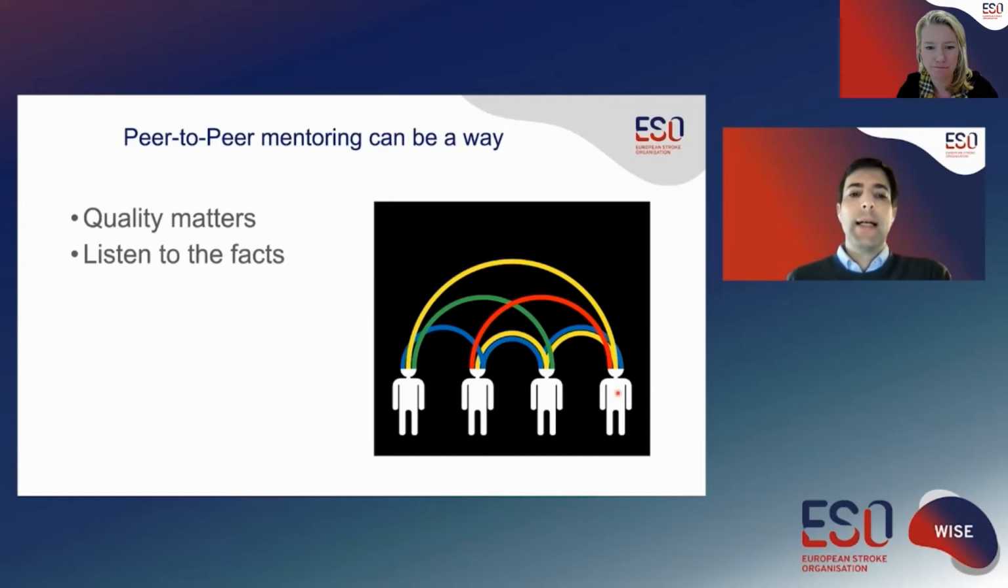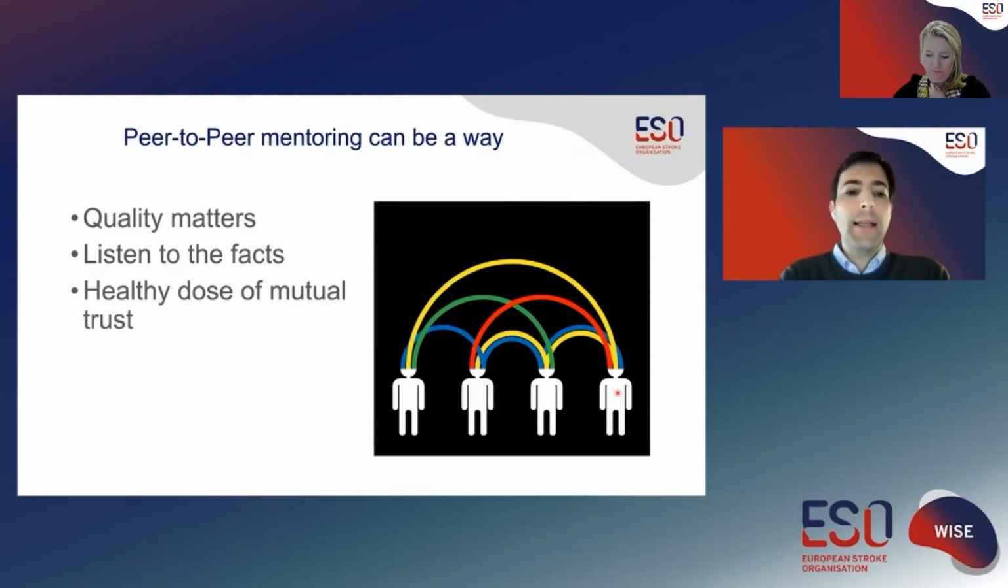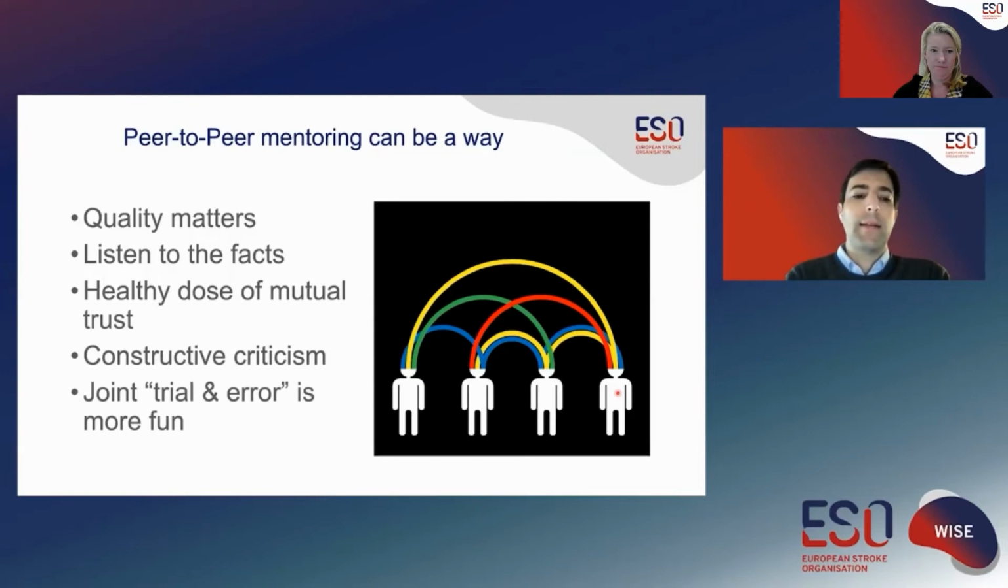Mira taught me that quality matters, and we both learned to listen to the facts and not only to our young age. It is important to have a healthy dose of mutual trust, to always assume the best of the other persons, and to be open also to constructive criticism, both inside and towards us. And joint trial and error is much more fun. So in a young network, you can laugh, you can make mistakes, you can be naive. The main thing is that you learn from these mistakes.